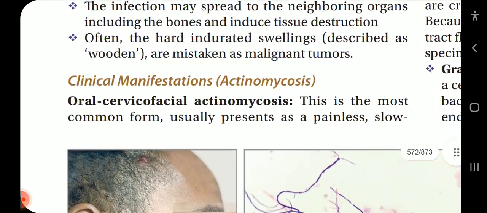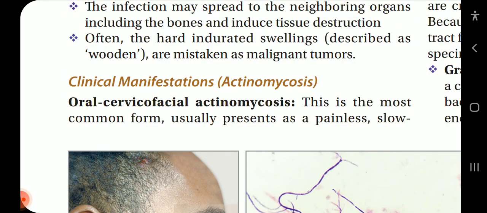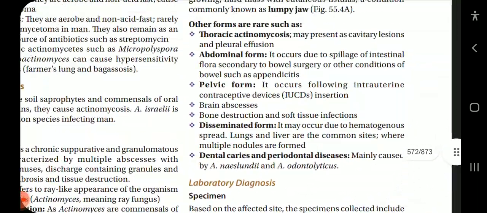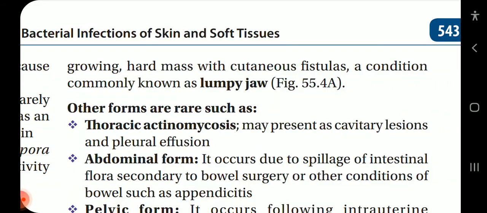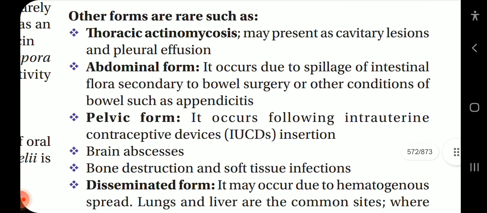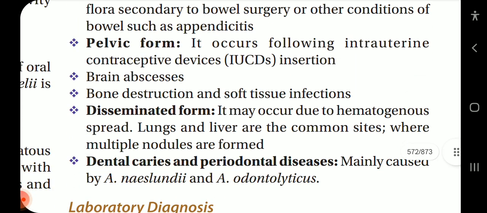Clinical manifestation of actinomycosis. Oral cervicofacial actinomycosis is the most common form, usually presenting as a painless, slow growing hard mass with cutaneous fistulas, a condition commonly known as lumpy jaw. The other forms are rare. Thoracic actinomycosis may present as cavitary lesions and pleural effusion. Abdominal form occurs due to the spillage of intestinal flora secondary to bowel surgery or other conditions of the bowel such as appendicitis. Pelvic form occurs following intrauterine contraceptive device (IUCD) insertion.